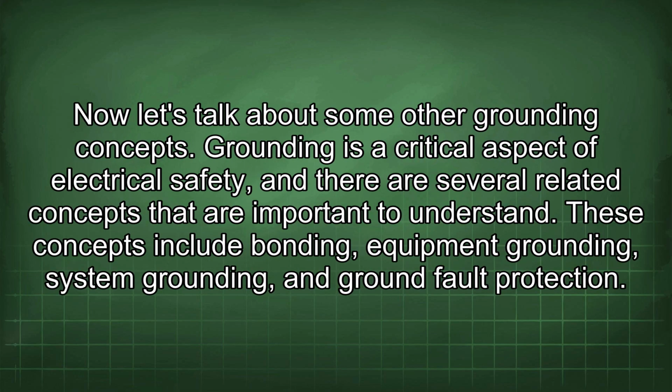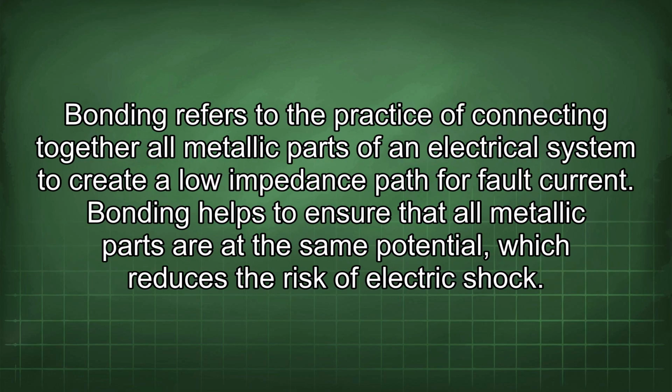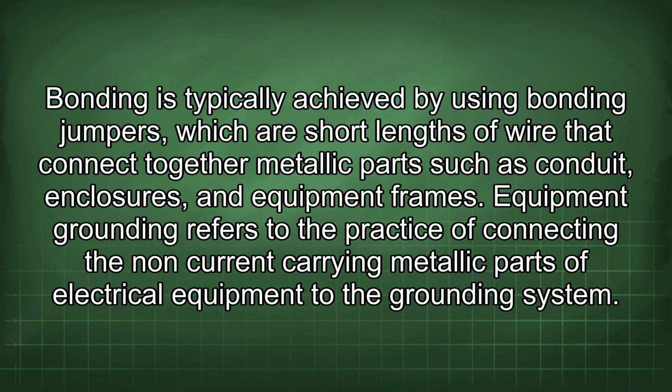Now let's talk about some other grounding concepts. Grounding is a critical aspect of electrical safety, and there are several related concepts that are important to understand. These concepts include bonding, equipment grounding, system grounding, and ground fault protection. Bonding refers to the practice of connecting together all metallic parts of an electrical system to create a low impedance path for fault current. Bonding helps to ensure that all metallic parts are at the same potential, which reduces the risk of electric shock. Bonding is typically achieved by using bonding jumpers, which are short lengths of wire that connect together metallic parts such as conduit, enclosures, and equipment frames.